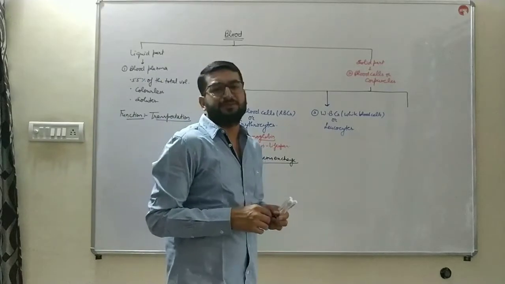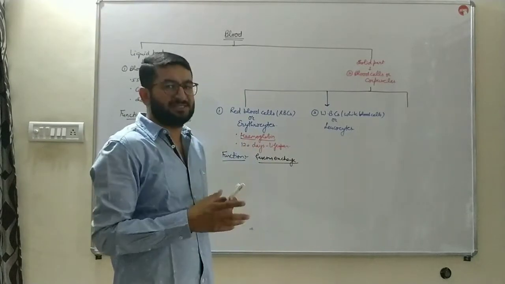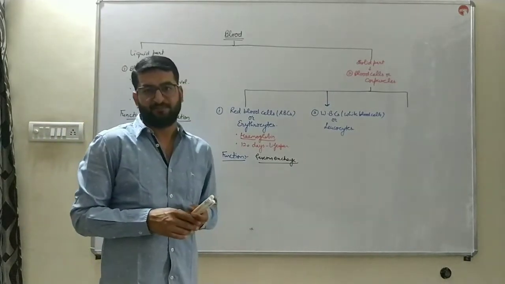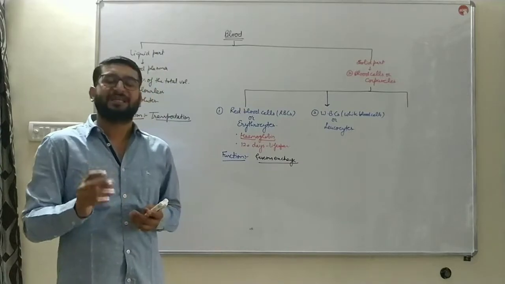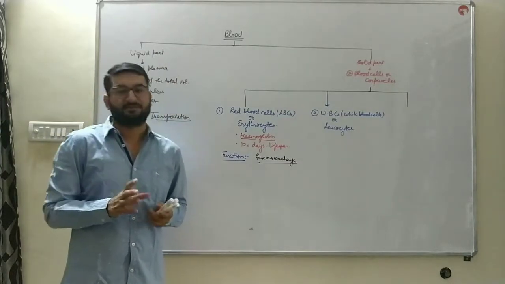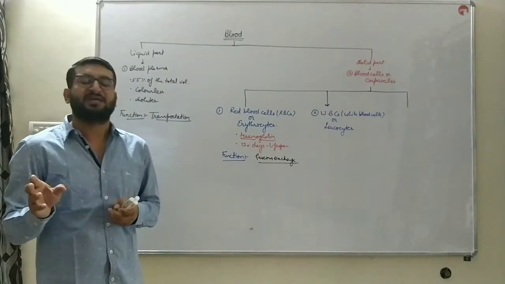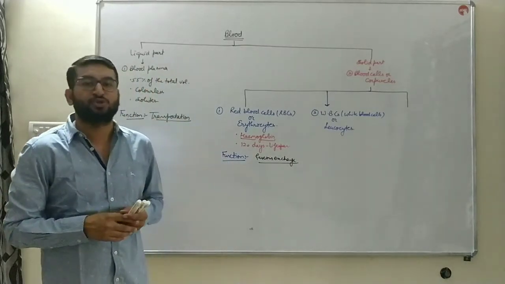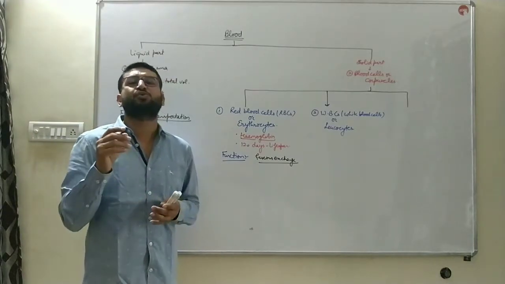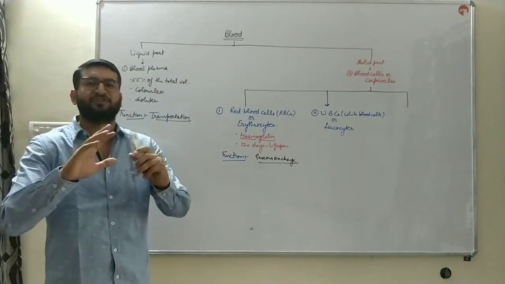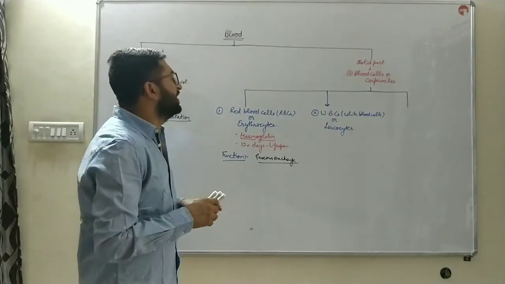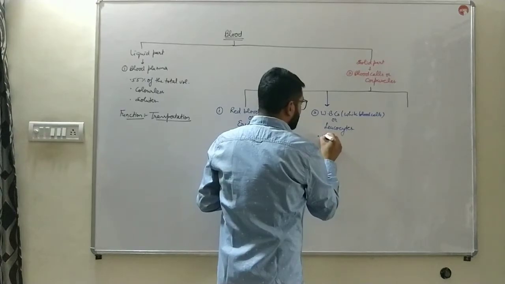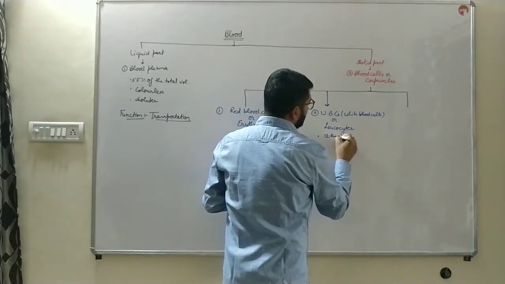WBCs are further of two types, agranulocytes and granulocytes, on the basis of granules present in their cytoplasm. Granulocytes are further of three types and agranulocytes are further of two types. Monocytes and lymphocytes are the forms of agranulocytes, and granulocytes have three types: eosinophils, basophils and neutrophils. Those differentiated forms are not in your syllabus. The lifespan of WBCs is from 12 hours to a few days.